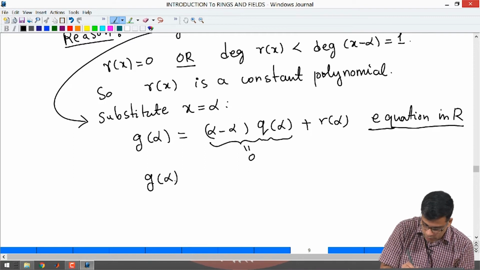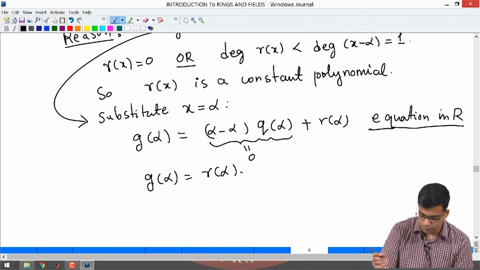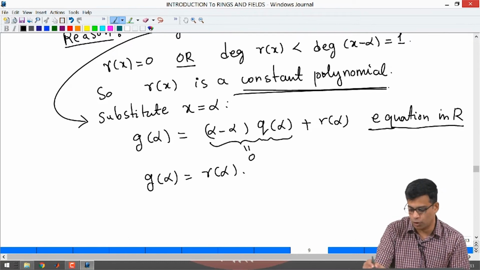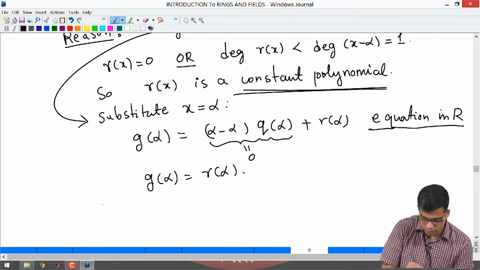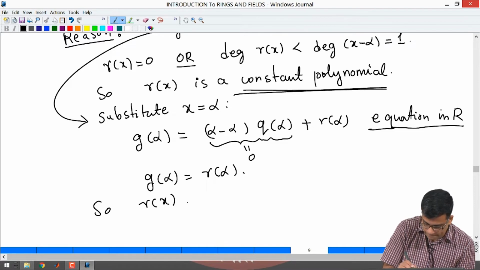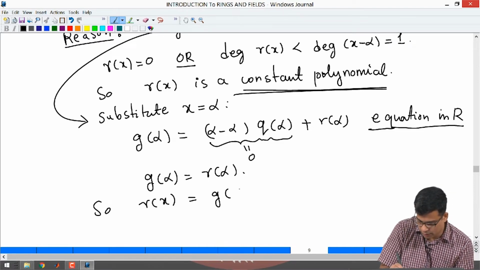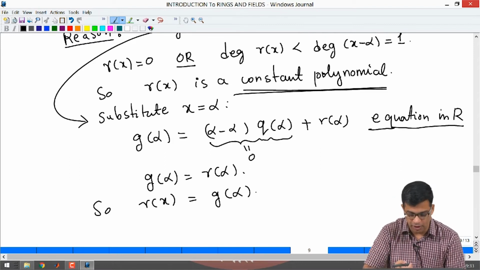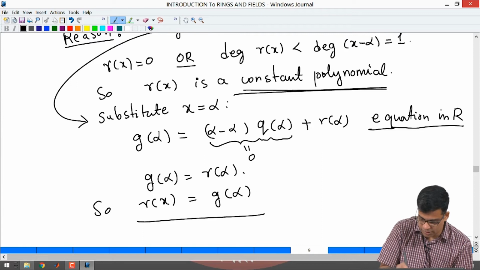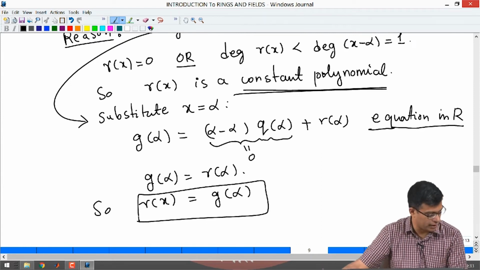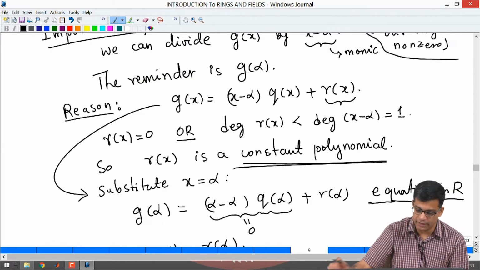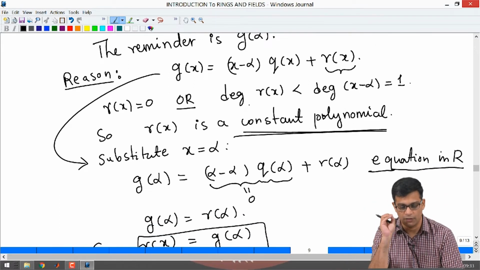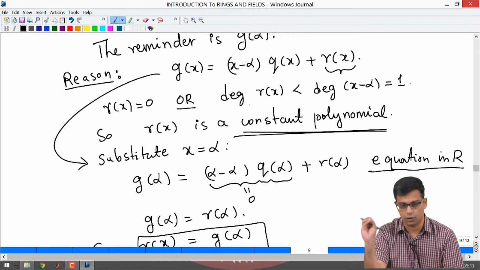So, g alpha is r alpha, but note that we have already noticed that r x is a constant polynomial and g alpha is r alpha. So, r x must be just g alpha, because you have a constant polynomial, it does not depend on x, and at alpha it is r alpha, means it is g alpha. Okay. So, this tells me that when I divide by a linear polynomial x minus alpha, the remainder is simply the value of the polynomial when you evaluate x equal to alpha.